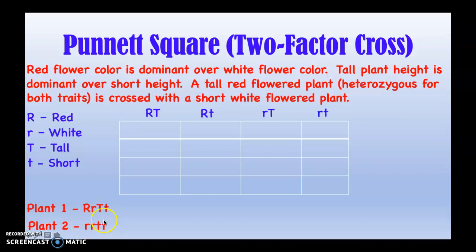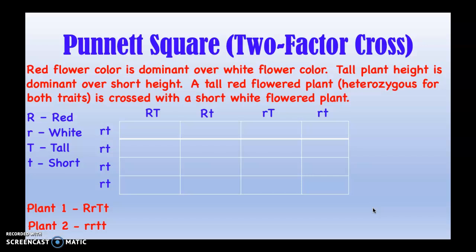Now if we do the next one, we take that first little r and we can go with both the little t's. We can take the second little r and go with both the little t's. So no matter how you do this, the only allele combination possible in the gametes of the second plant is a little r and a little t.